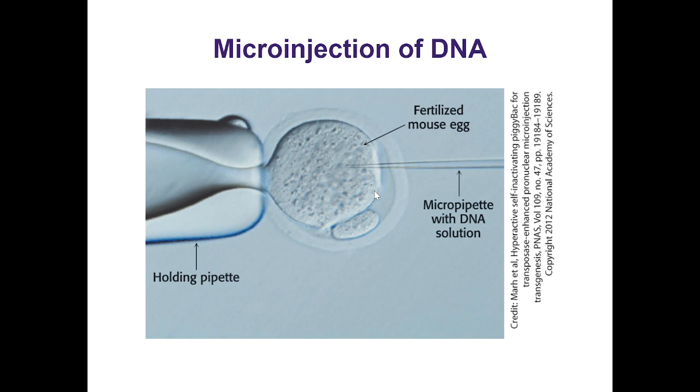This is what it actually looks like nowadays, usually. You can actually do this under a microscope with just your hands, but it is really difficult. So normally this is a robot of some sort. You'd have a holding pipette that does a little bit of suction on your fertilized mouse egg. And then you insert this, and see how it has to enter through? And then you inject the solution with the DNA.